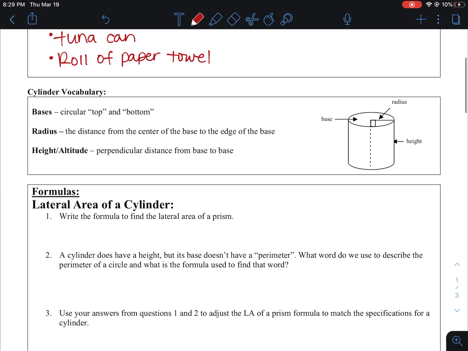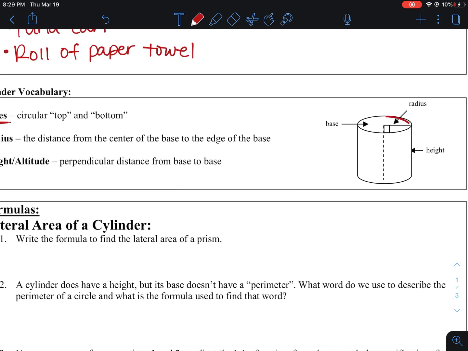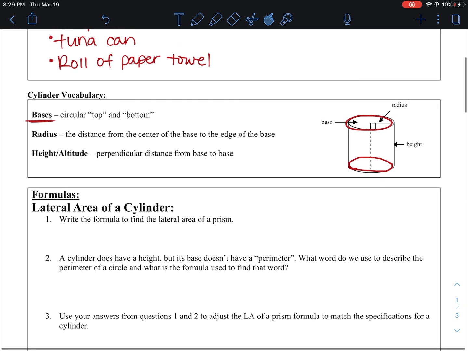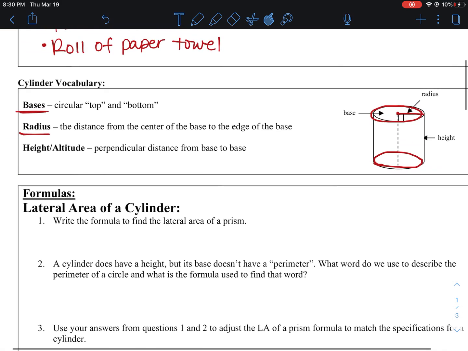So down here, some cylinder vocabulary. We have bases, which is kind of what you think it would be. Prisms have bases, and so do cylinders. It's the circular top and bottom. So if you look at this cylinder over here at the right, the top right here would be a base, and then if you picture down here, there's also a circle at the bottom. That would be a base as well. Then we have the radius, which that word should be familiar to you. That would be halfway across the circle, right? So from the center to the edge of the circle is called a radius. So basically halfway across, right?